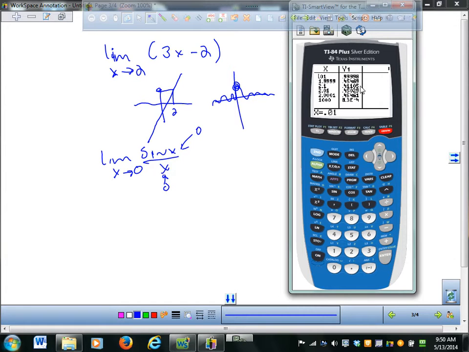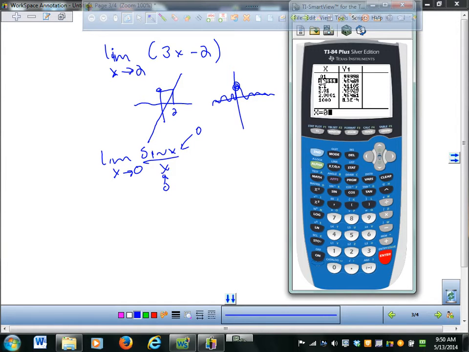If I plug in numbers very close to 0, like 0.01, I get this number, 0.998. If I plug in 0, I get an error. Okay, so I don't know what the limit is, so I have to take numbers very close.